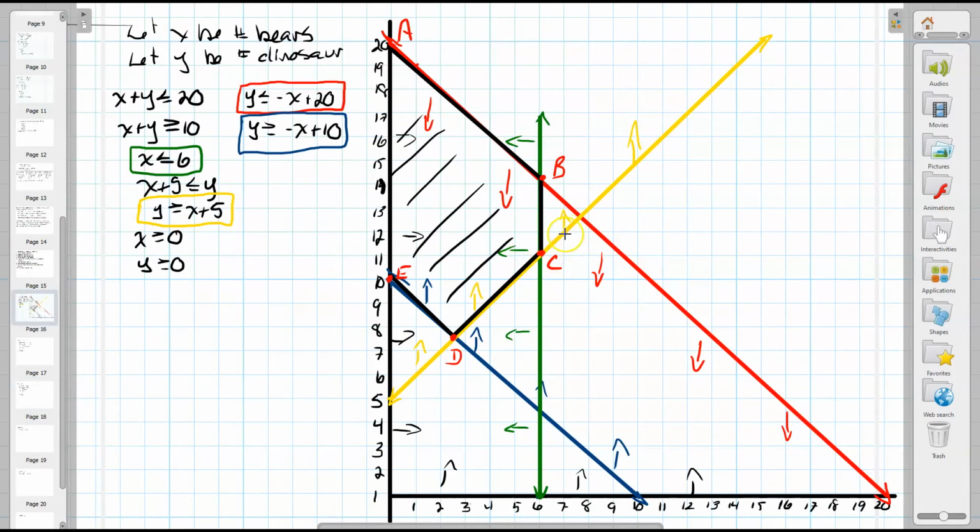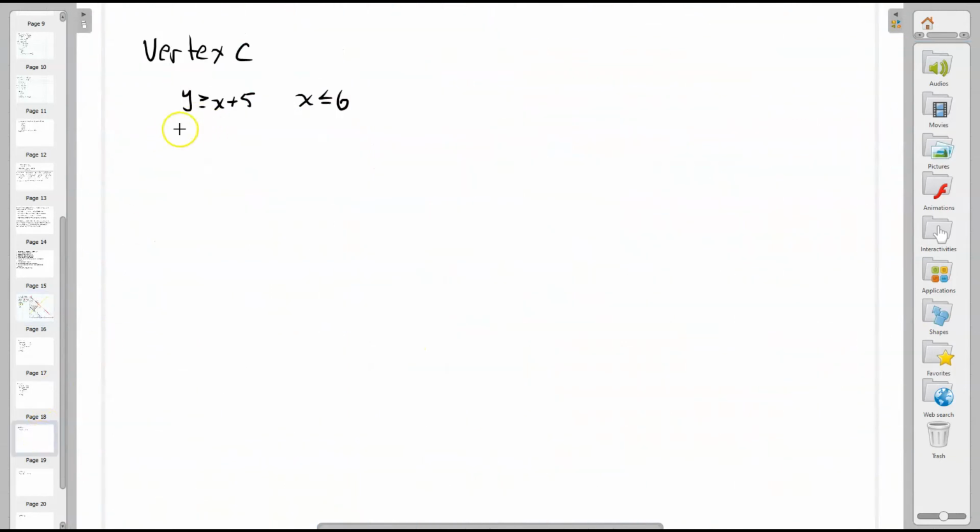Vertex C is the intersection of the yellow line and the green line. So x less than or equal to 6 and y greater than or equal to x plus 5. Convert it to equations, and once again we can use the substitution method. So we get y equal to 6 plus 5. So y is equal to 11. So vertex C is 6, 11.